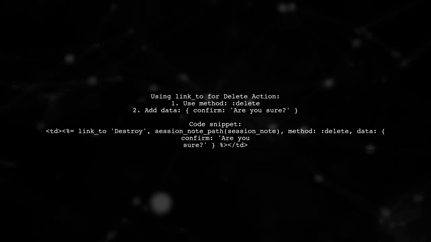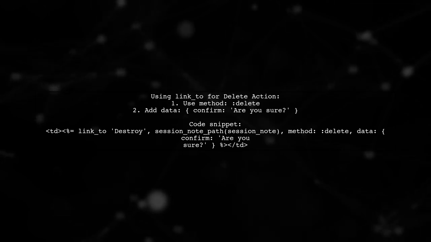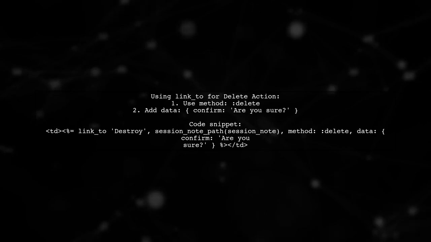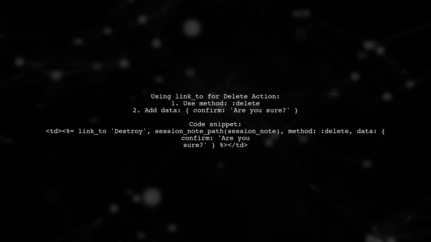To use the link2 method with a delete action in Ruby on Rails, make sure to include the method option set to delete. You can also add a confirmation dialog for user safety.